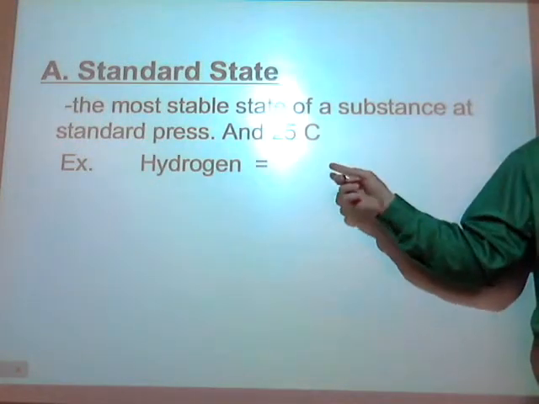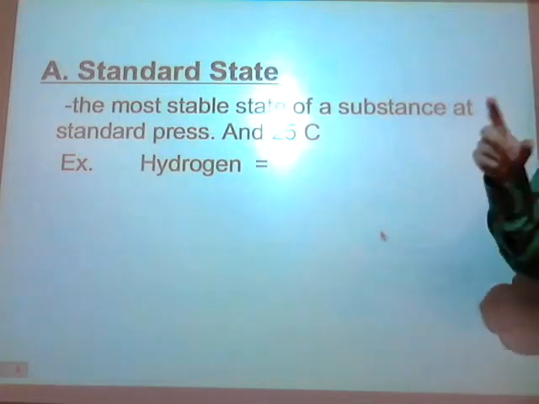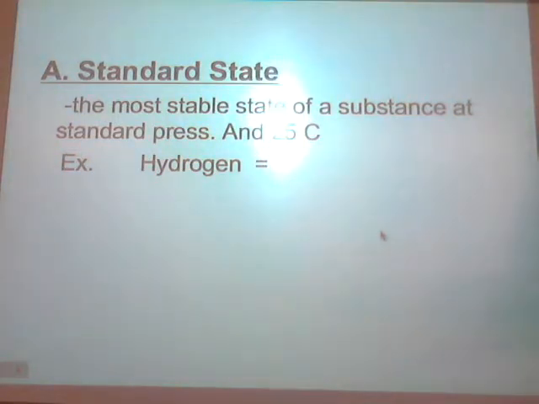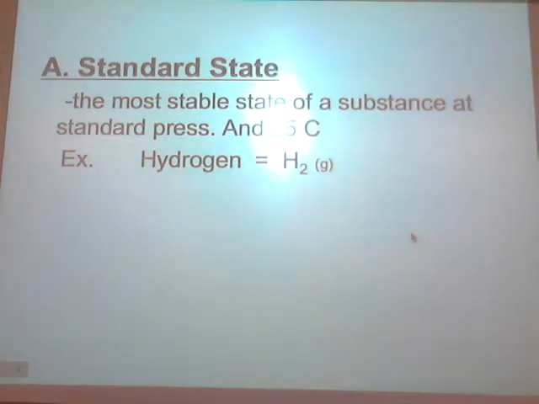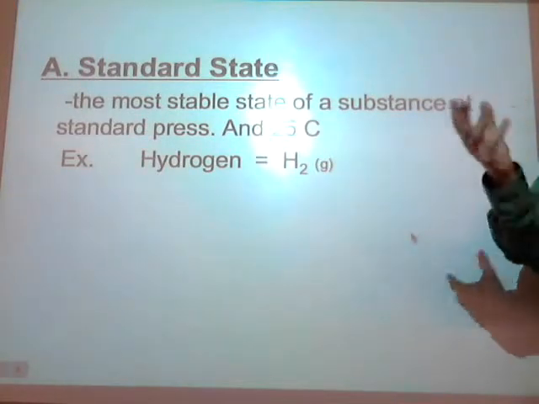Can I just put H? What is hydrogen? Also from last year we know. Diatomic, remember the diatomic elements? So it's H2 gas. So you have to remember that too. Diatomic elements, allotropes like carbon, and then the 3 possible states.